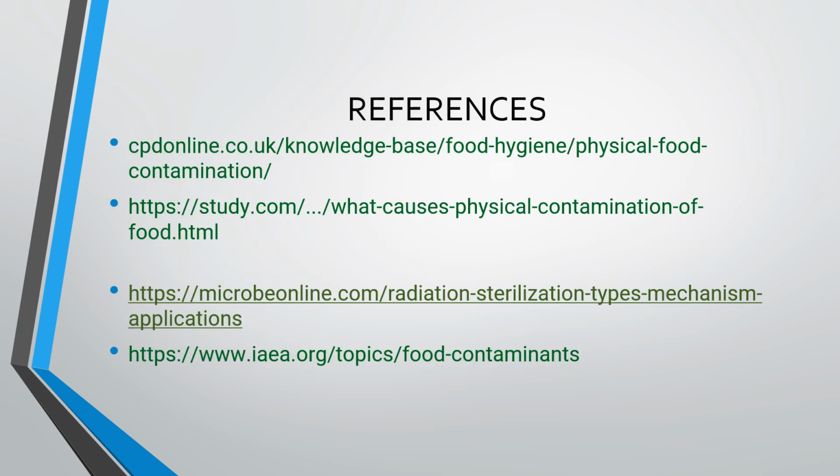So that's it, people. We learned today about physical agents to control contamination in food products. We read about heat and radiation. There are two types each: ionizing and non-ionizing radiation, dry heat and moist heat, and so on. These are my references, and with this I conclude.